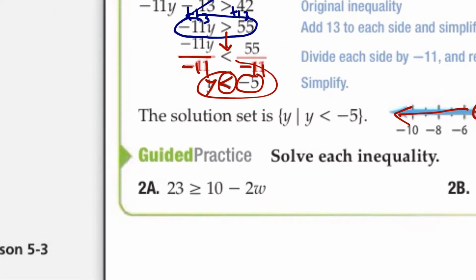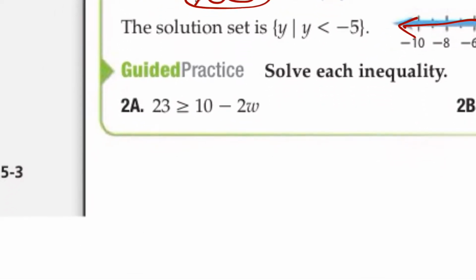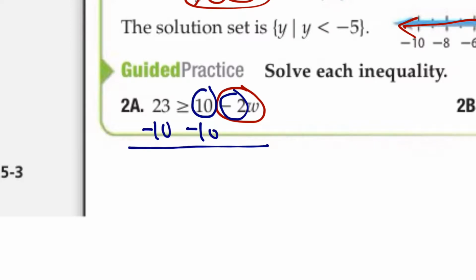Alright, so here we go. Here's 2a. I need you guys to try this one. Make sure you copy this down. Alright. First off, I need to get w by itself. So here's what I'm going to do. The 10 is in the way and the negative 2. I'm going to get rid of the 10, so I'm going to subtract 10 because it's the opposite. When I do that, 23 minus 10 is 13.